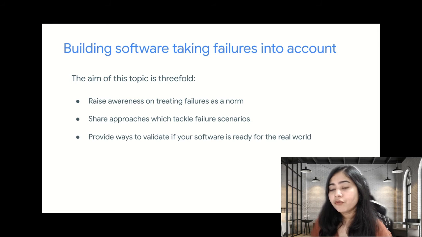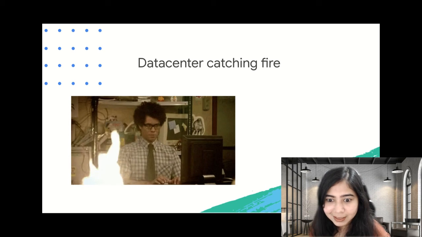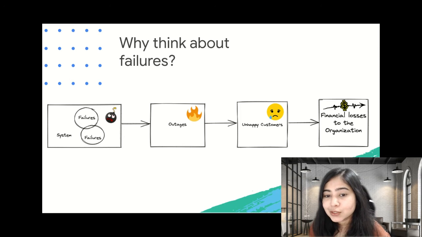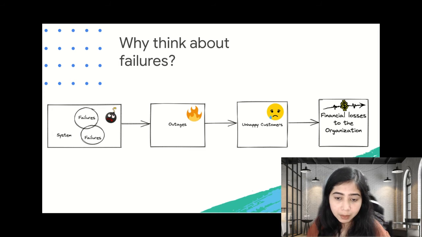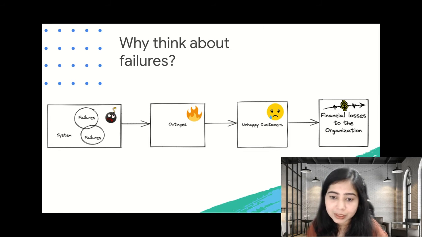With that said, failures could be of various types. Say, an unhandled error that looks something like this, to a data center catching fire. Why think about failures in the first place? If your system has failures, it could lead to outage, and that in turn could lead to unhappy customers, which leads to financial losses to the organization. The impact of financial loss to an organization is quite high in itself, but apart from that, it also impacts branding as well. And eventually, customers tend to lose trust in your product or application.